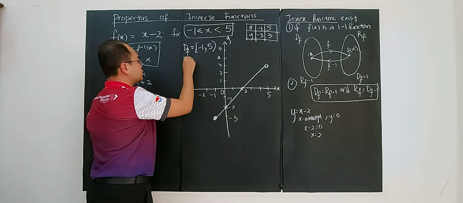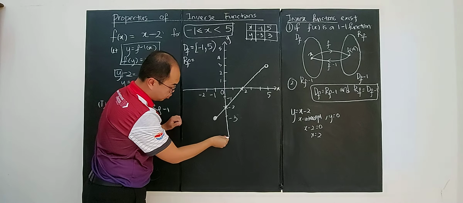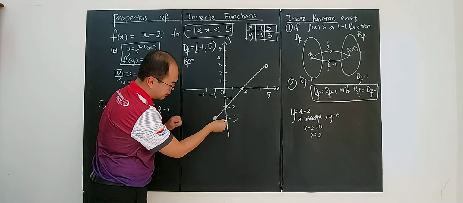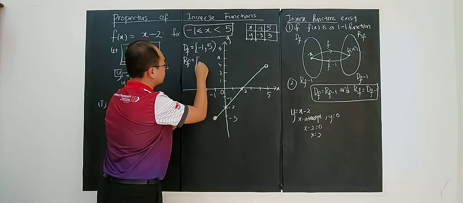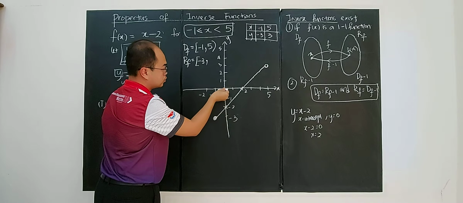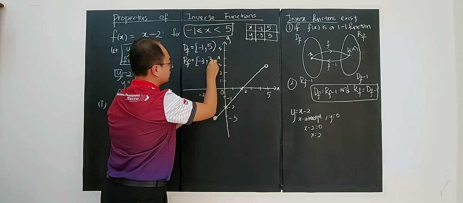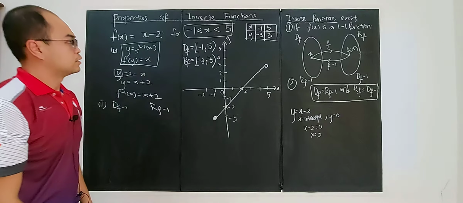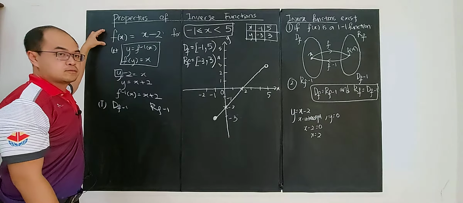And the range: we see there is no graph for y values below negative 3. It starts from negative 3, including negative 3, up to a maximum of 3, but not including 3. So this will be the domain and range for this function, right?